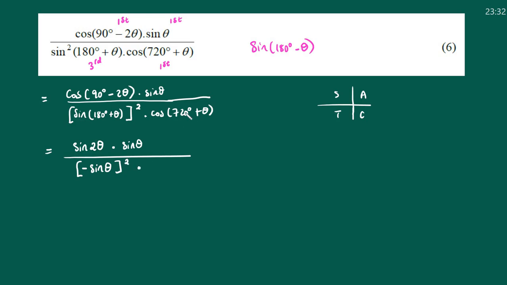Okay. Then here for angles that are bigger than 360, that one is a simple procedure of saying you're going to remove 360 from that number until you get a number that is 360 or below. So you say 720 minus 360, you get 360. So you're simply going to write it as cos 360 degrees plus theta.